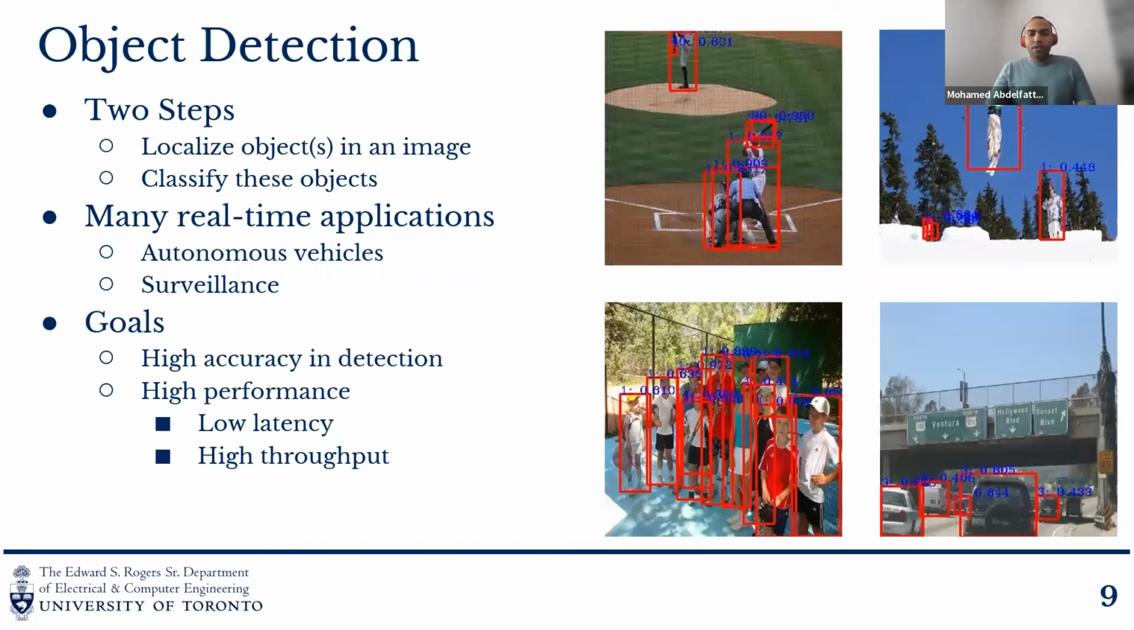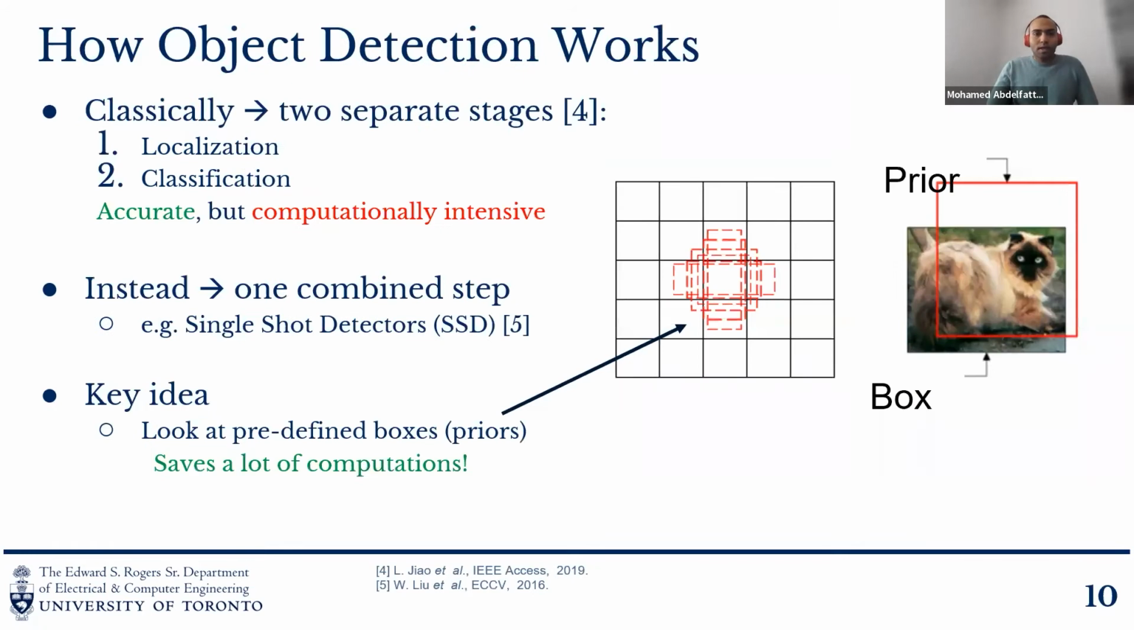Object detection is a vision task that involves 2 stages. It involves localizing objects or an object within an image and then classifying those objects. It has many real-time applications such as self-driving cars and smart surveillance systems. And for those applications, you need high accuracy as well as high performance. For example, if you're detecting pedestrians, you'll need very low latency and high throughput in order not to hit those pedestrians.